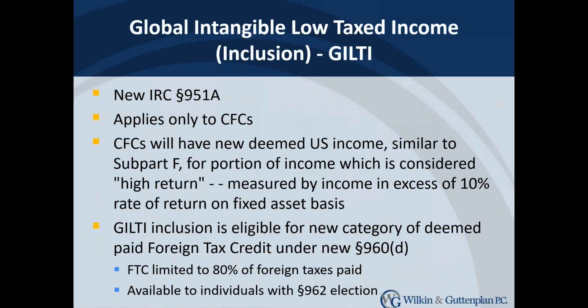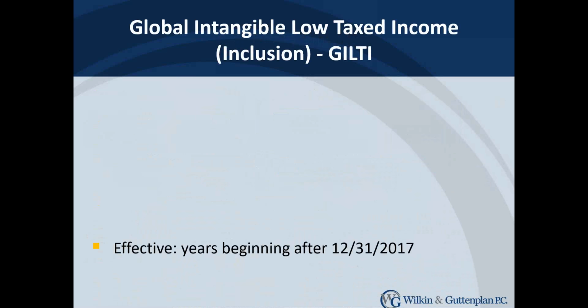GILTI income is eligible for a foreign tax credit, but the foreign tax credit is limited to 80% of the foreign taxes paid. So again, think of it like a minimum tax on foreign sourced income. And again, this 962 election, when we get into the details, is going to become very important to the GILTI calculation. So now we're going to go through a quick example.